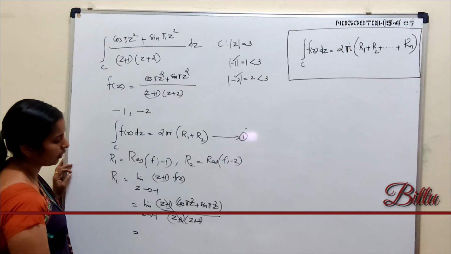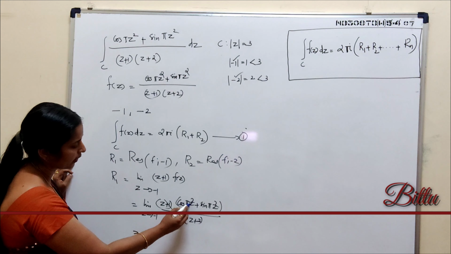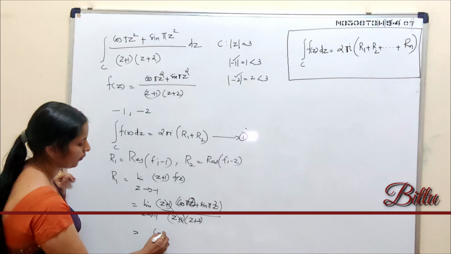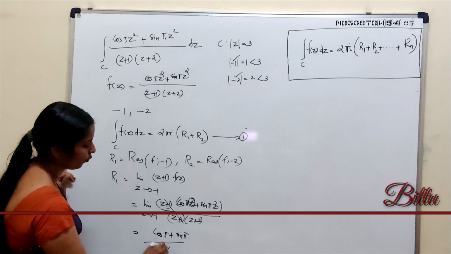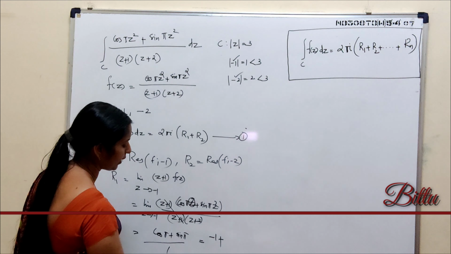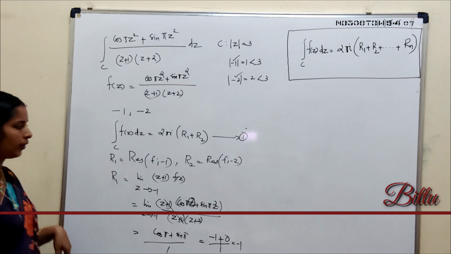This will cancel each other. You put z equal to minus 1. That is numerator when z is minus 1, z square is plus 1. So it is cos pi plus similarly sin pi divided by 1. What is cos pi? Cos pi is minus 1, sin pi is 0. So answer is minus 1.